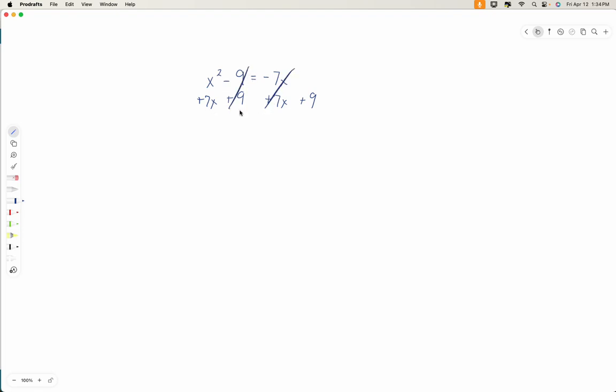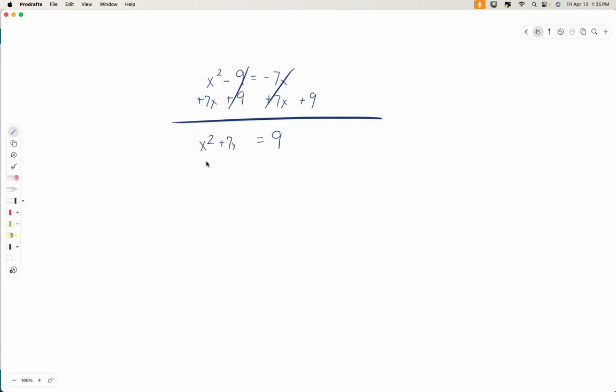This cancels, this cancels. So I have x squared plus 7x is equal to 9. And you always want to leave a little space here so you can write the square part that you need to complete the equation. Now, the reason we can do this, we remember, is because whatever you do to one side, you have to do to the other. So what we're going to do is find a value that we can add to both sides that will let us factor this as a square.